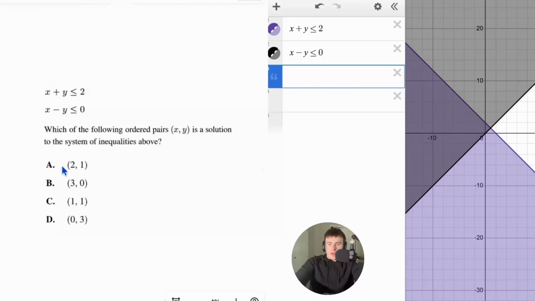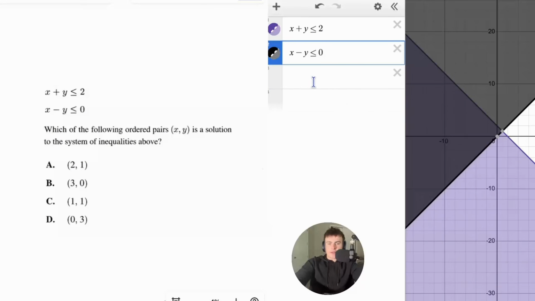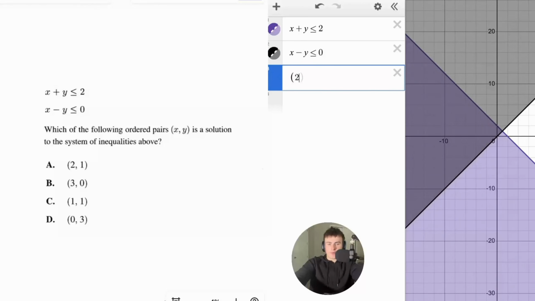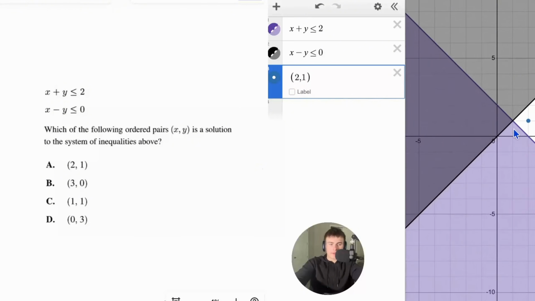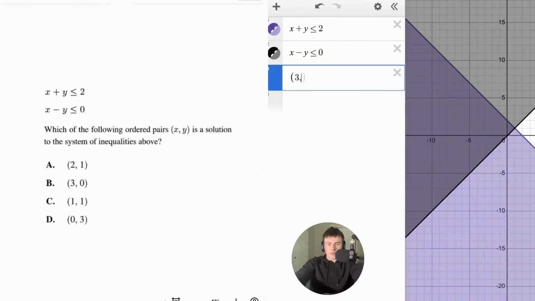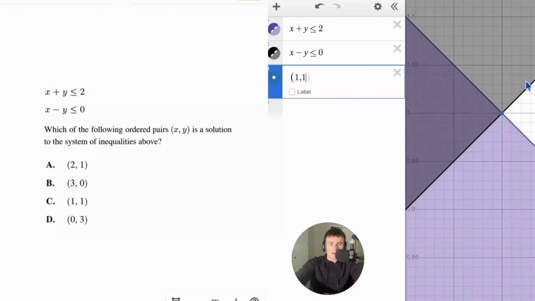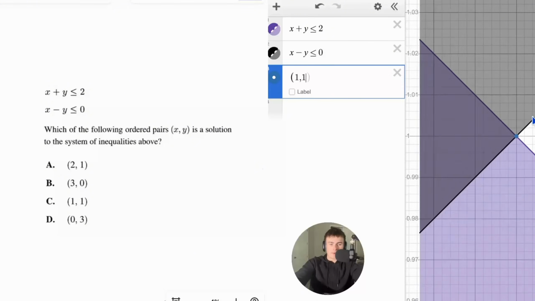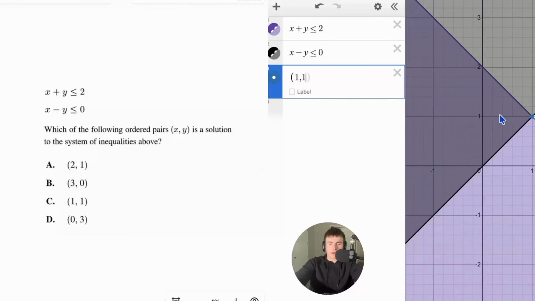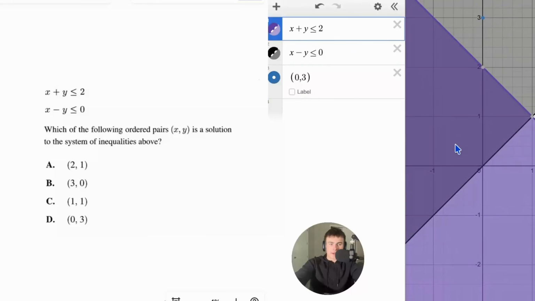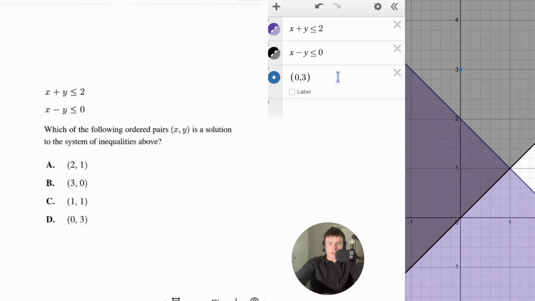Anyway, we want to find the solution. So once again, we just want to see the point that lies inside of this little double shaded field here, right? 2 comma 1, that's not inside, definitely, not even close. That's wrong. 3 comma 0, that's also wrong. 1 comma 1. Ooh, that is quite close here. Okay. So it might be this because we have solid lines. Let's check D first. And this one is outside. So this one's a little bit weird, but the answer is going to be C.